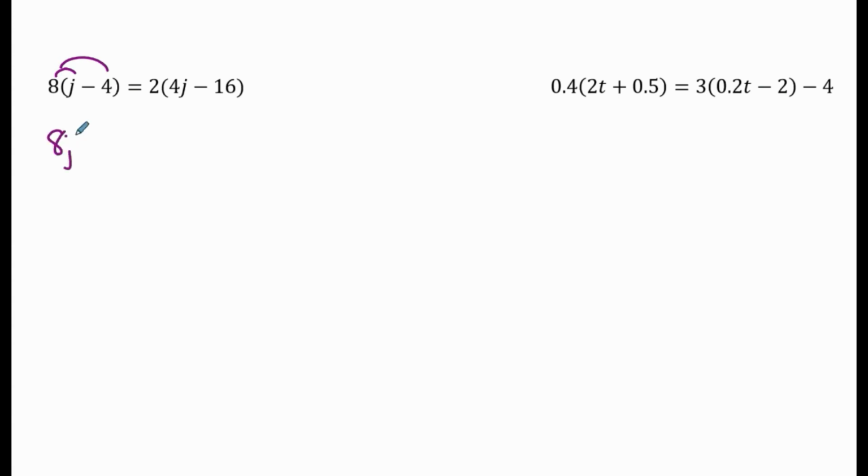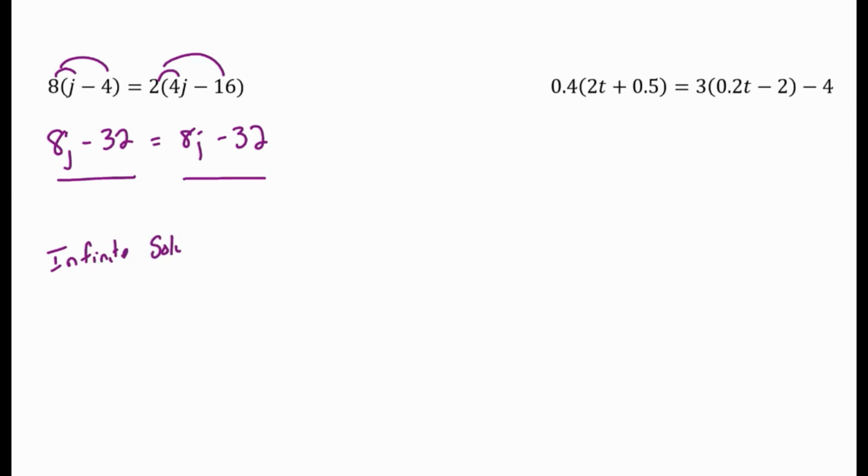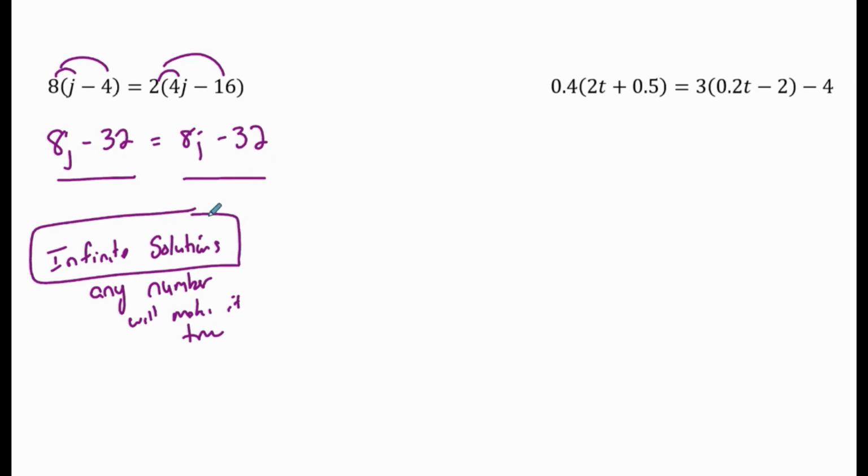Hopefully you're a master of the distributive property at this point. Multiply by 8, multiply by 8, multiply by 2, multiply by 2. Wait a second. 8j minus 32 equals 8j minus 32. Isn't that saying the same thing on both sides? So there are infinite solutions here. Any number will work. I can substitute in any number, and I'm going to get a true statement. So there are infinite solutions to this equation.